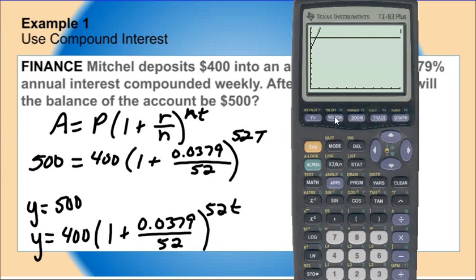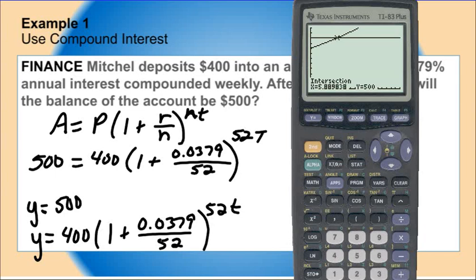I'm going to change the window settings once more. I'm going to change the x maximum. Let's do 20, and then we're going to count by ones. Then hit graph. Okay, there we go. And we just want to find out where they intersect each other. So if I hit second, trace, number 5, intersect, hit enter 1, hit enter 2, hit enter a third time, and it tells us 5.889.